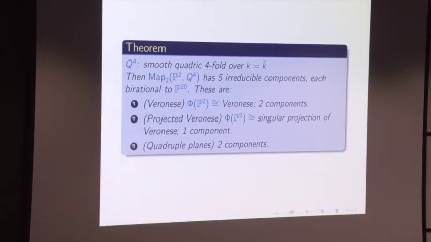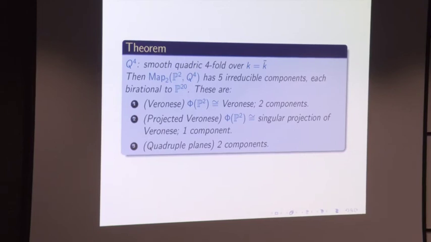Okay, now then in algebraic geometry, usually the question is easiest over the complex numbers. So it turns out it's the same over any algebraically closed field. So what I'm especially interested in is the Veronese as the degree 2 maps. And now it turns out that this space, the set of degree 2 maps from P2 to a smooth 4-dimensional quadric, turns out that's the most interesting case. That has altogether 5 components.